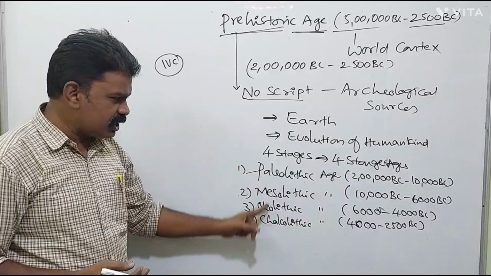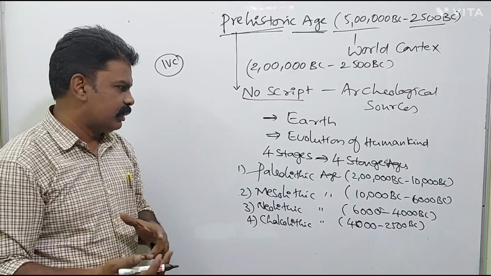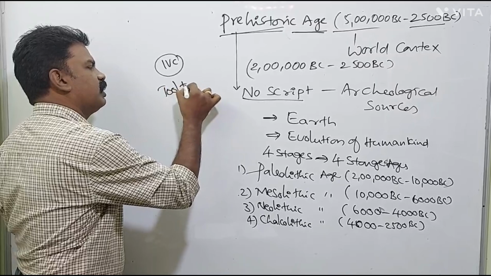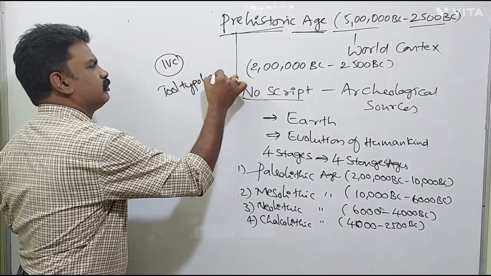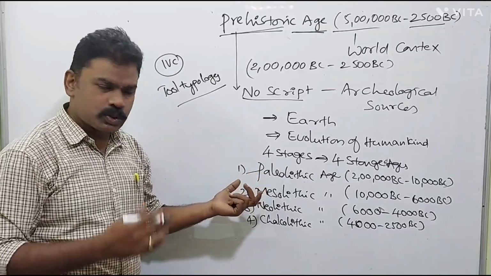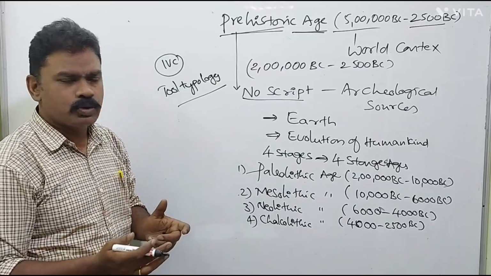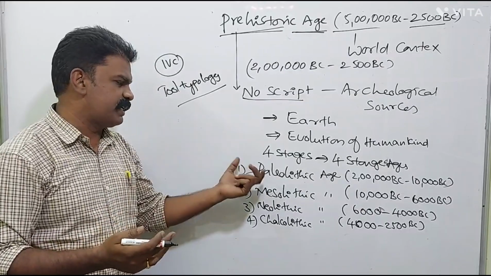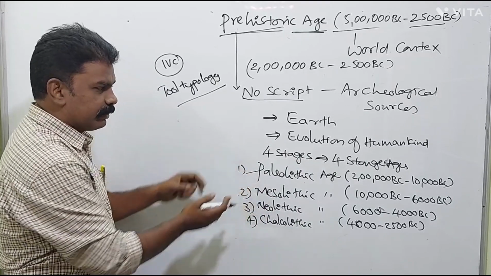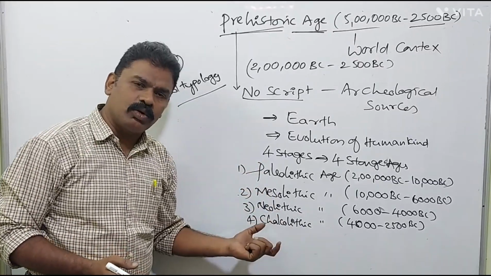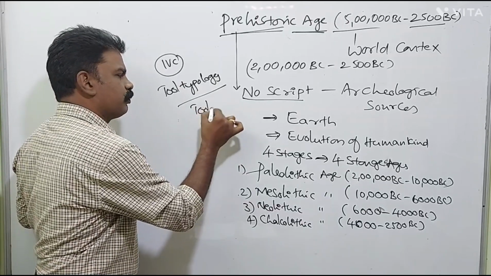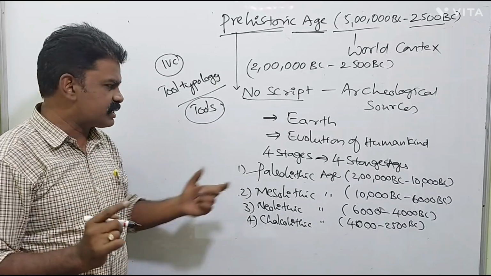In these stone ages, what we need to understand is that they are divided based on tool typology, the tools they used. Slowly the types of the tools changed, the size of the tools changed, and the technology of these tools changed one by one. That's why the ages, Paleolithic, Mesolithic, Neolithic, Chalcolithic, were demarcated based on the tool typology. This is one most important thing to understand.